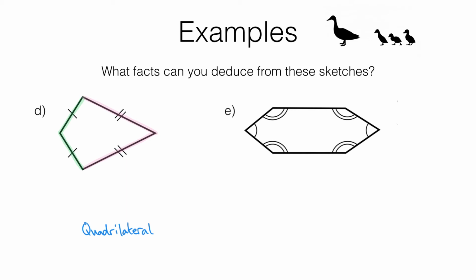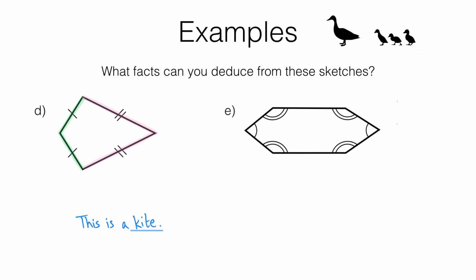So, what have we got here? Well, we've got a quadrilateral where we have one pair of adjacent sides of equal length and a second pair of adjacent sides of equal length. So that makes this a kite. Let's move on to question E.